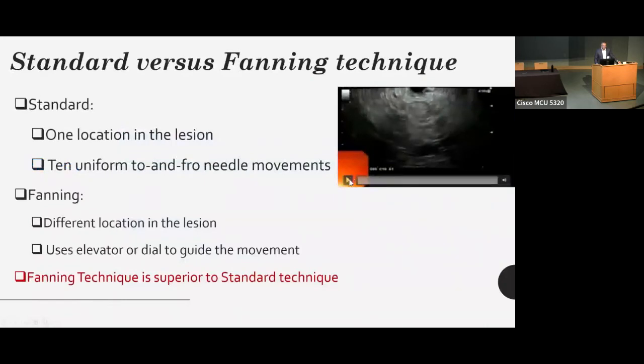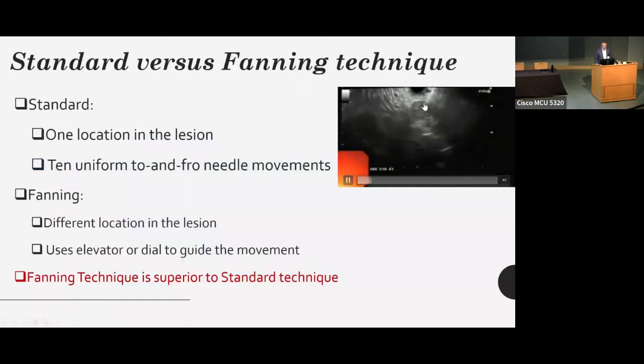So then we're going to get to this exciting thing, the fanning technique. Some people say you should fan through the lesion. So if you can see here, this is a 2 centimeter pancreatic mass, and we're putting the FNA needle inside it. And you can see I have one trajectory, but you may be able to use your dials and elevator to change the direction of the needle within the lesion. So instead of going in the same track, you are guiding your needle to go in a different track little bit by little bit. We call that fanning technique.